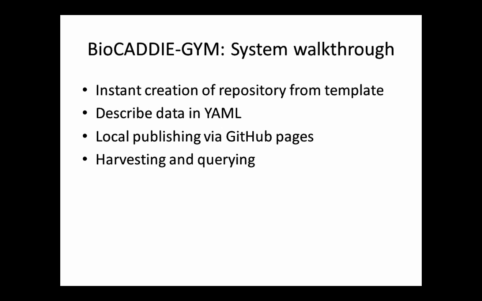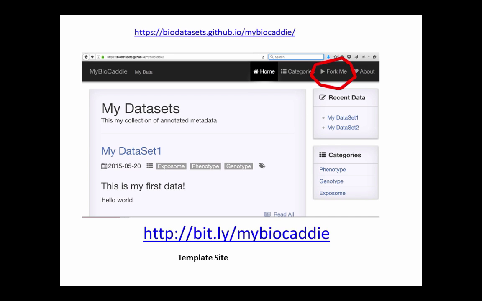so you go and create a GitHub repository using one of our existing templates. Then you describe your data using YAML, which is a nice human-friendly, but at the same time expressive syntax. And then you can just start publishing your data locally on GitHub using a mechanism called GitHub Pages. And finally, this makes it easier to harvest this metadata, both continually as the project goes on and at the completion of the project.